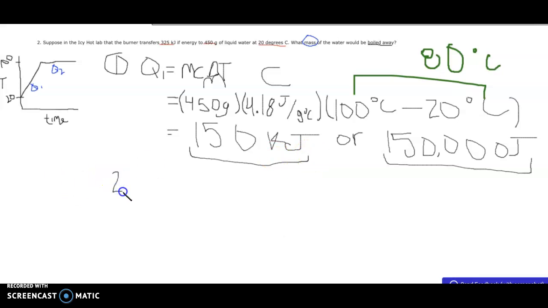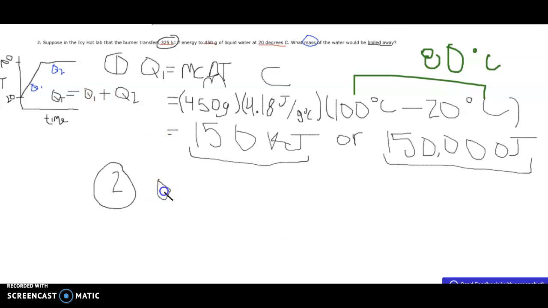All right. So step 2, we know that it takes 325 kilojoules of energy, all right, it transfers this much energy to that 450 grams of water to boil it. So we know that Q2 can be found using the total Q. So they already give you the total Q. So total Q would be Q1 plus Q2.